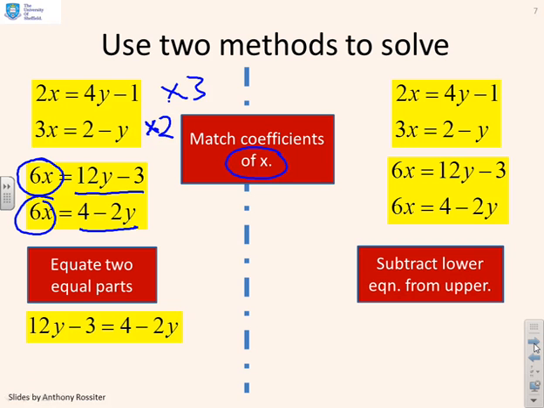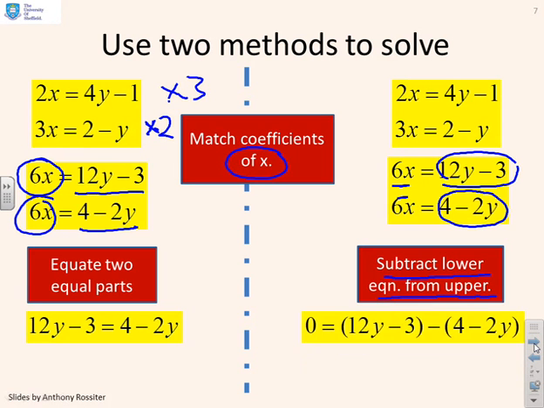With the method you get taught in schools and in textbooks, we said subtract one equation from the other equation. Now, if I subtract 6x from 6x, clearly they will disappear and I will get 0. So I've then got to subtract 4 minus 2y from 12y minus 3. And so this is what I get. 0 equals 12y minus 3, that's the top, minus 4 minus 2y, that's the bottom.